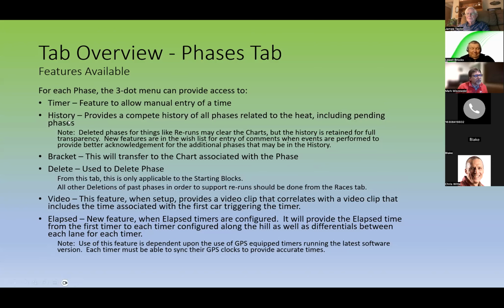The history option basically lets you get at the history of all the phases related to that particular heat. So whatever phase you click on, if there are other phases for that heat, it will show you in the history tab all those phases, especially things like reruns and so forth. The bracket button will actually bring you to the chart that phase is associated with.